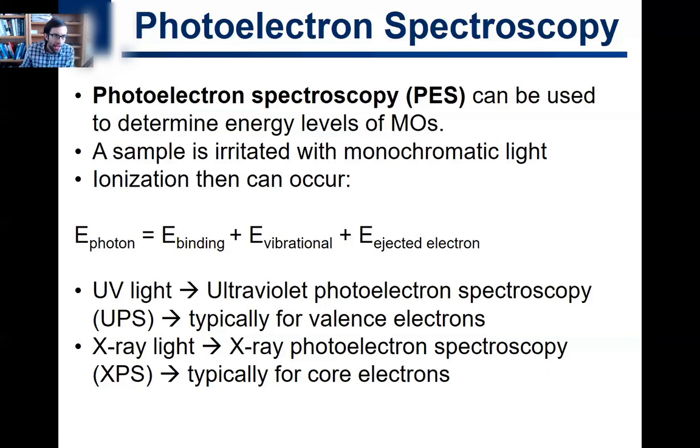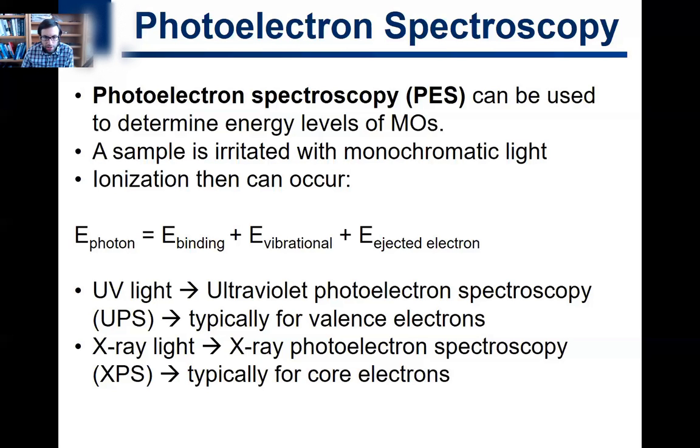I should note that in this course, we're only going to be talking about UPS. UPS is really what's important for bonding, right? Because valence electrons are those that are involved in bonding. So valence electrons, UPS, probes molecular orbitals. XPS doesn't usually give you any information about molecular orbitals, but it is very useful for other things.